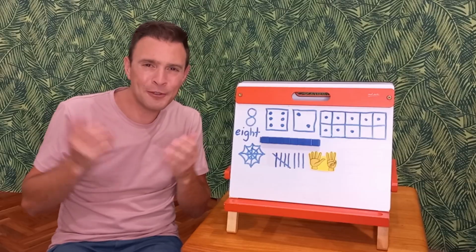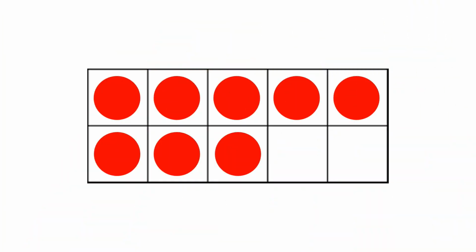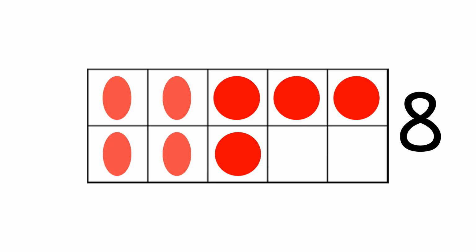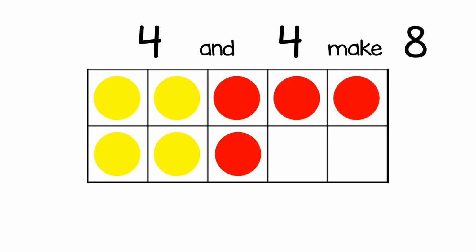Now, as we know, bigger numbers are made up of smaller numbers. Have you thought of 2 numbers that can make 8? Let's see. Here are 8 red counters. 1, 2, 3, 4, 5, 6, 7, 8. But what if I swap these 4 red counters for 4 yellow counters? We still have 8 counters, but this time it shows 4 and 4. So 4 and 4 make 8. Let's move this one down so it's easier to see.